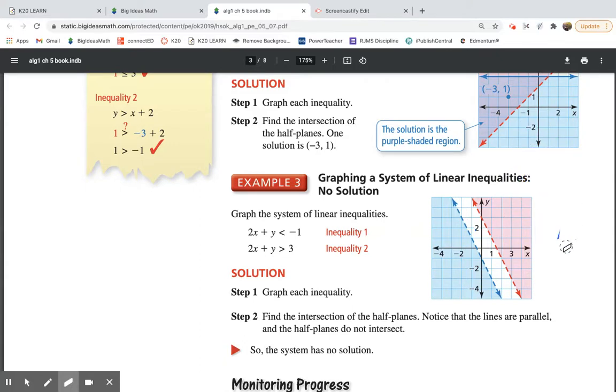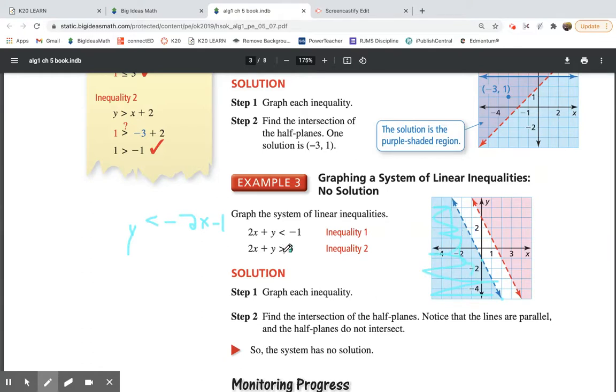So the first one, 2x plus y is less than -1. I just have to subtract 2x to the other side. So I get y is less than, I'm going to put my 2x first, -2x minus 1. There's our first one. So we go to -1, and then my slope is -2, so down 2/1. And it's a dotted line, and y is less than that. So we're shading over here.